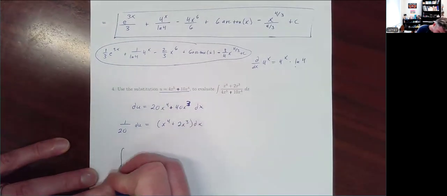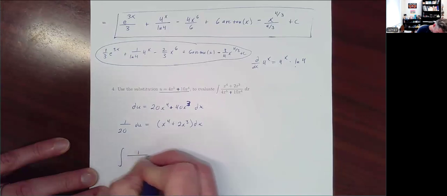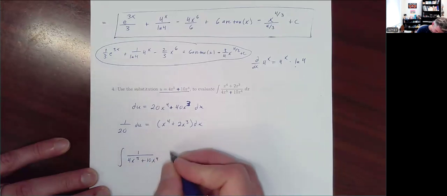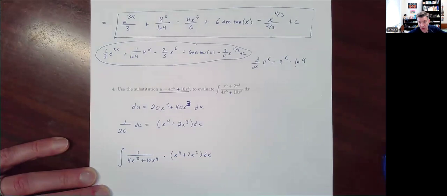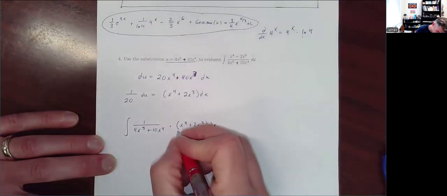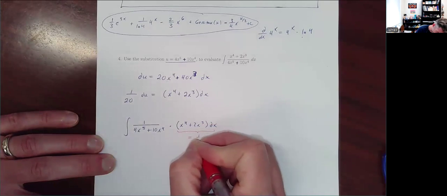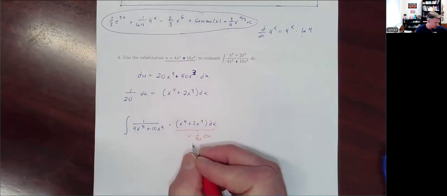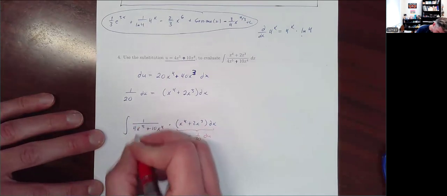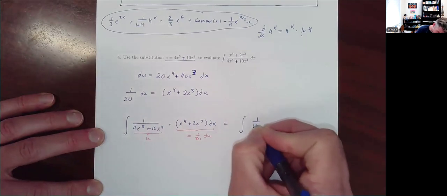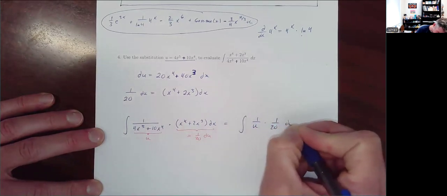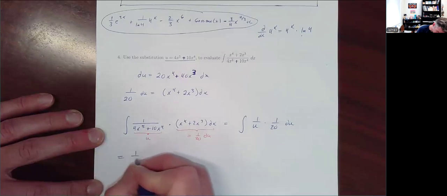So I'm going to rewrite my integral as 1 over 4x to the fifth plus 10x to the fourth. Again, sorry for that error. Multiplied by x to the fourth plus 2x cubed dx. And then I'll point out, using a different color here, that this part here is equal to my 1/20th times du. And this part here is going to be my 1 over u. So that bottom part's u. This is going to be equal to the integral of 1 over u times 1 over 20 times du. I like to pull the 1/20th out in front, although it's not super necessary.